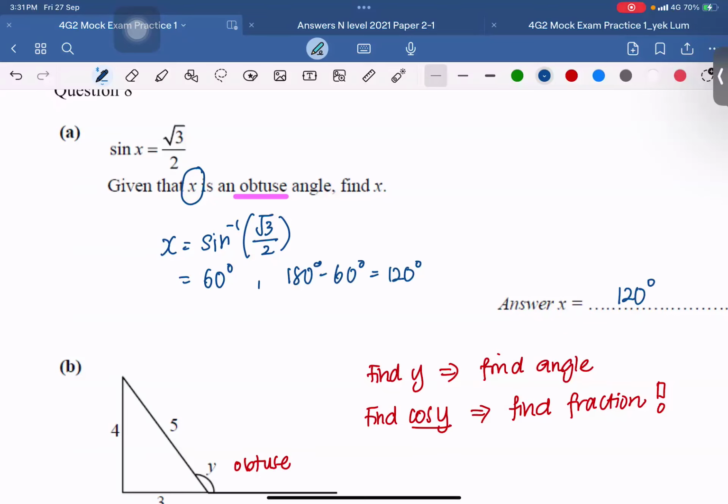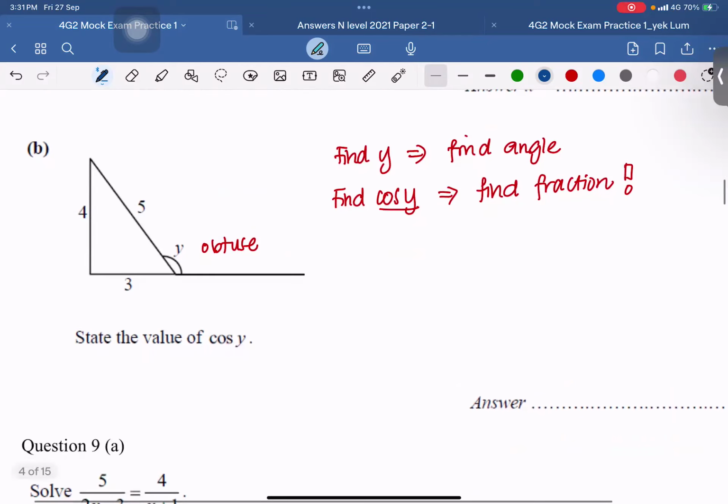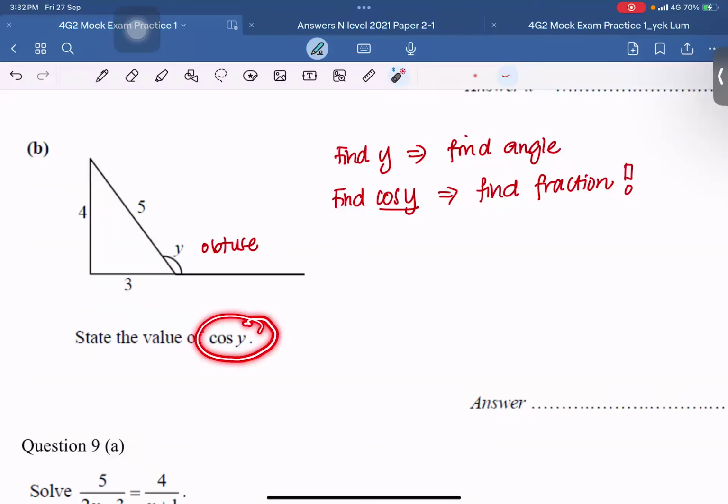Okay. Then the next one, this one many people make many mistakes. There are a couple of you who gave me 127 degrees. That is the angle you're looking for, but the question is not looking for the angle. Observe carefully. If the question says find y, then y is an angle, but they want cosine y. Cosine y is actually a fraction. Cosine of an angle is adjacent over the hypotenuse.